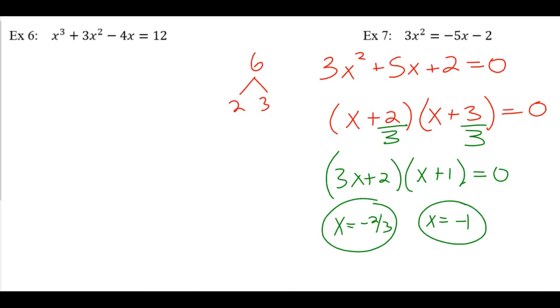So here is the correct work and answers for number 7, A times C. The factors of 6 that add up to 5 are 2 and 3.